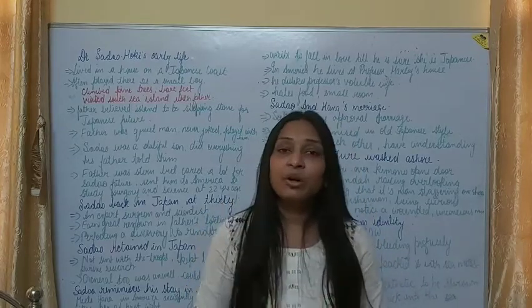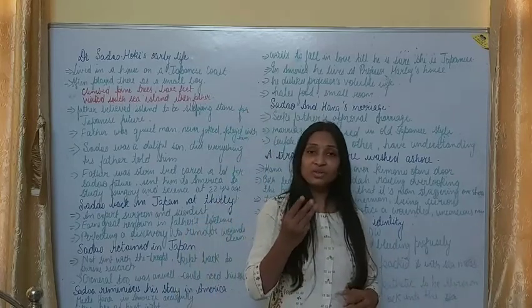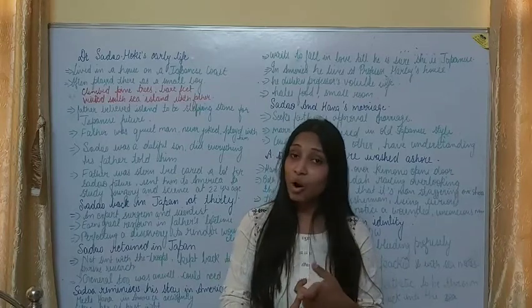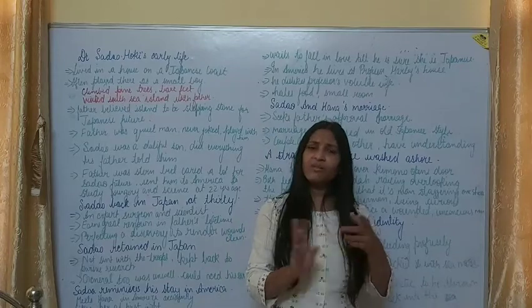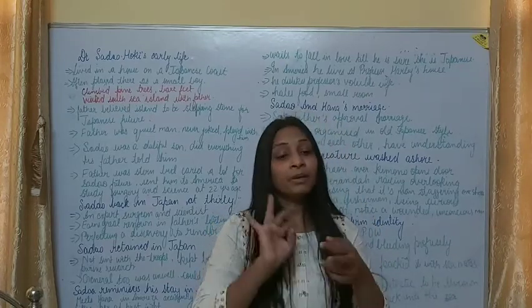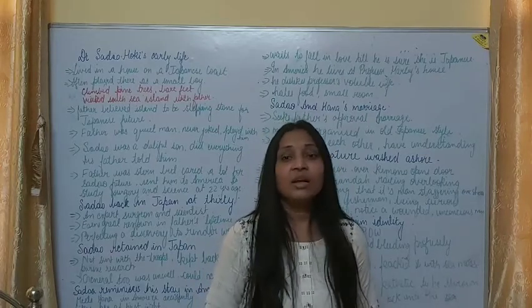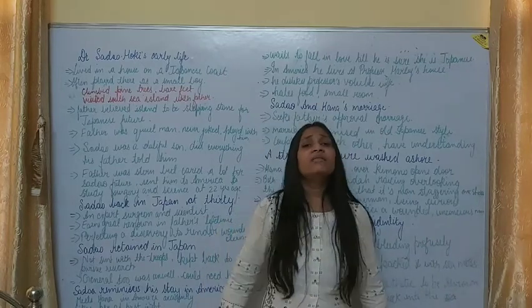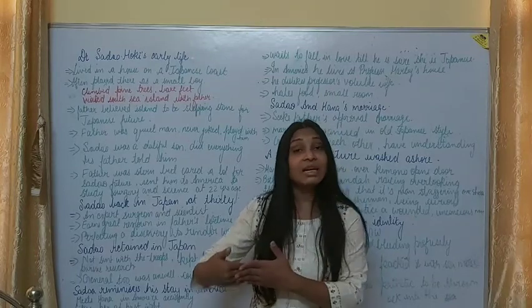As far as the summary of this chapter is concerned, children, I told you three characters of the story. The protagonist of this chapter is Dr. Sadao Hockey, a Japanese doctor. Second, Hana, the wife of Dr. Sadao, who is very supportive. Third is Tom, an American prisoner of war. In this chapter we studied how Dr. Sadao Hockey lived on a Japanese coast. He used to live in a beachside house.